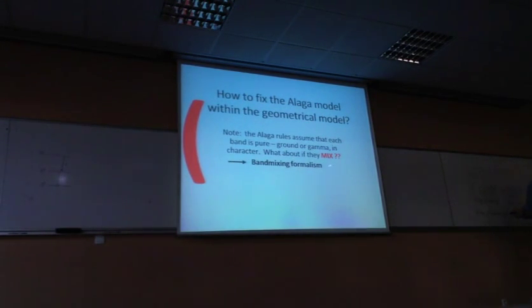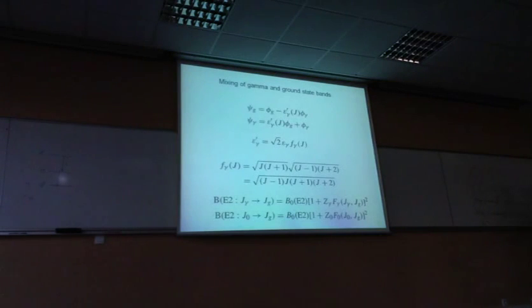And what you can do is mix the bands. You can say that there's some interaction that mixes the gamma and ground bands. And so you can write the ground band as primarily a ground band wave function plus some tiny amplitude of a gamma. You can write the gamma band as primarily a gamma band, but with some tiny amplitude of a ground band. And there's a formalism, which is very detailed. I'm not going to go through it.